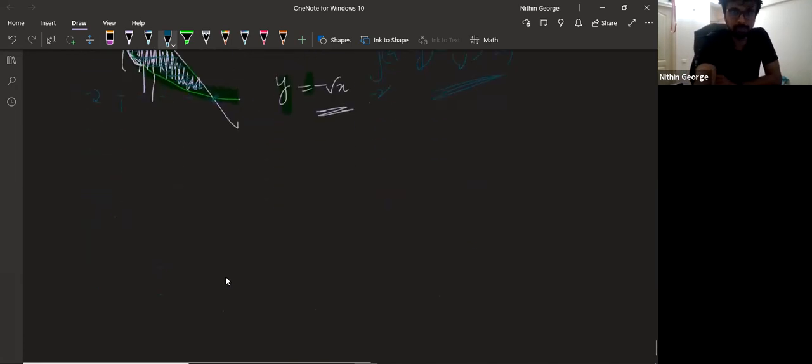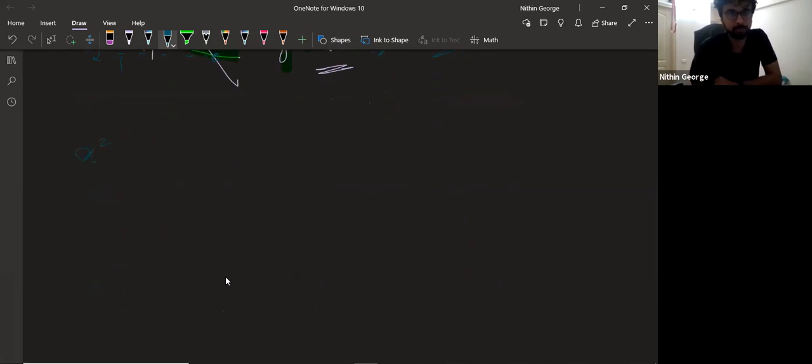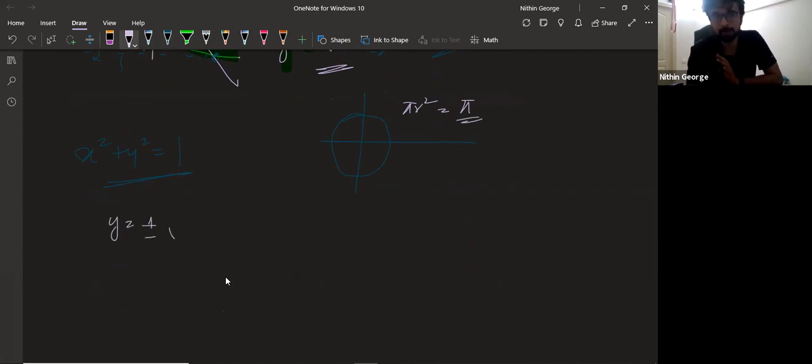Like, suppose you're given a circle. Suppose you have x square plus y square equal to 1. How would you find the area of this circle? By these rules, pi r square and all, that is fine. Answer will be pi. But how would you find it like this? You write y as plus or minus root of 1 minus x square. Got this? It's a really long method, but I would love it if you would understand it.